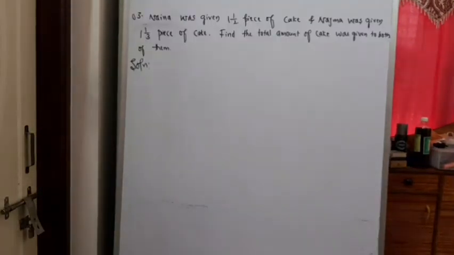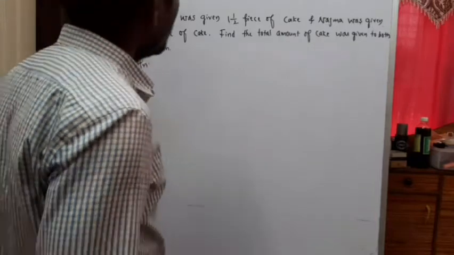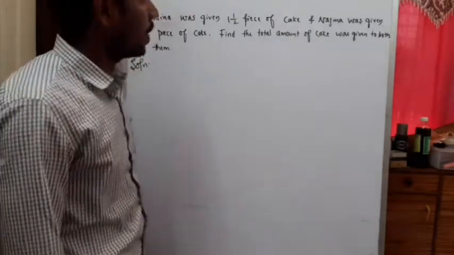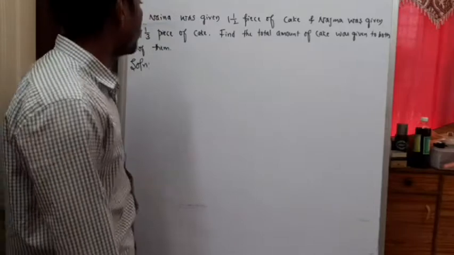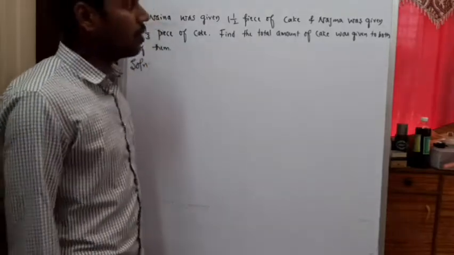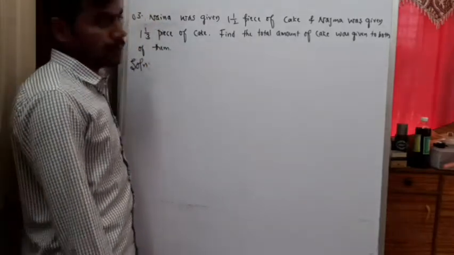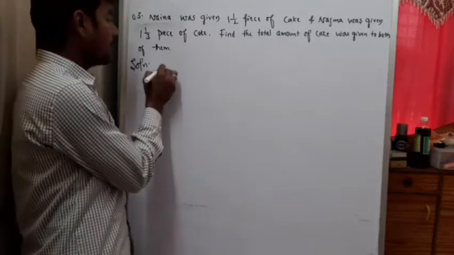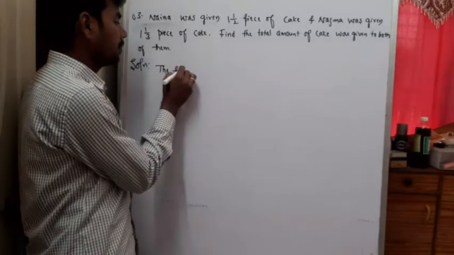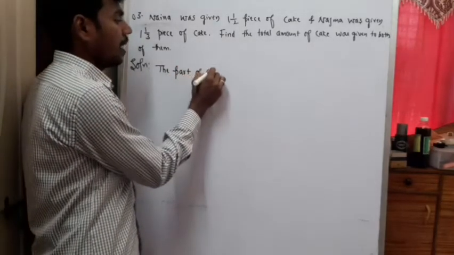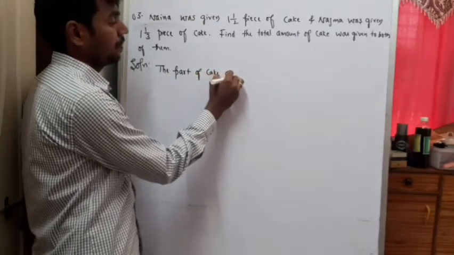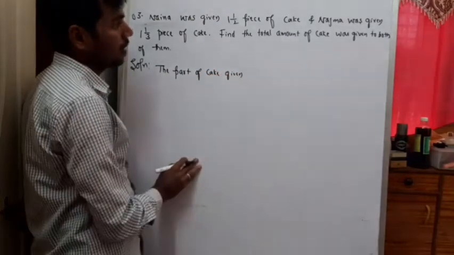Third question, which is very much similar to the previous question. Naina was given 1 by 2 piece of cake and Najma was given 1 by 3 piece of cake. Find the total amount of cake given to both of them. The part of cake given to whom?